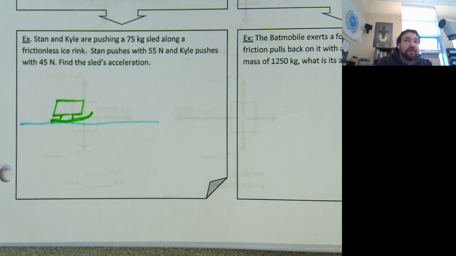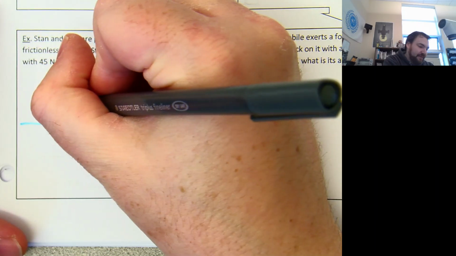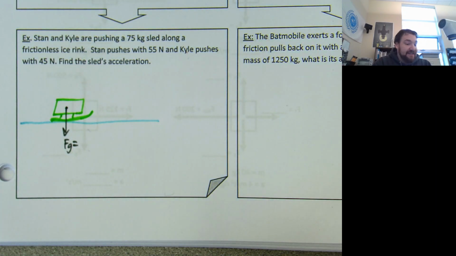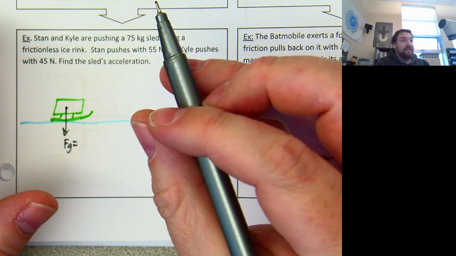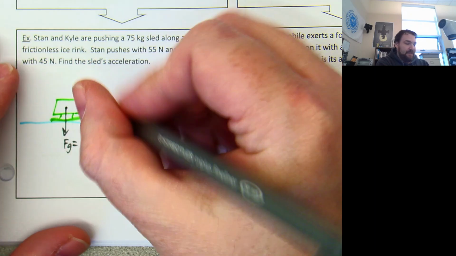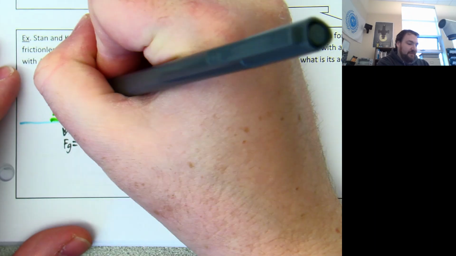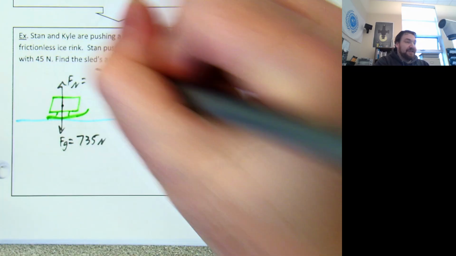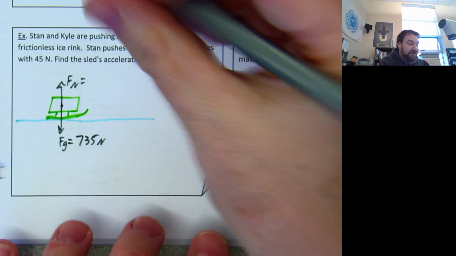Let's draw the free body diagram. What forces are acting on this thing? Gravity. And we can figure out the value right away. We know the mass of the sled is 75. So what is the value for the force of gravity? 735. Kai, you get the same thing? Which means Fn, because the sled is on the ground, also has to be 735. Thank you, Kale.